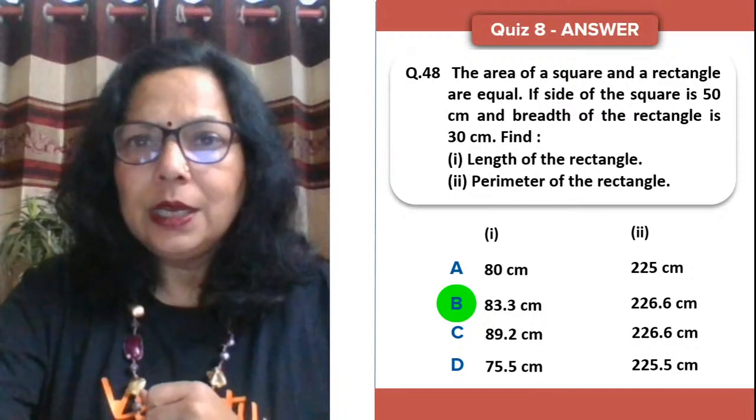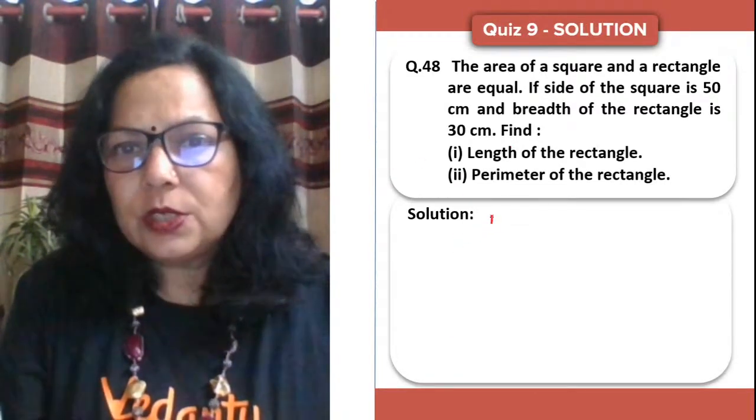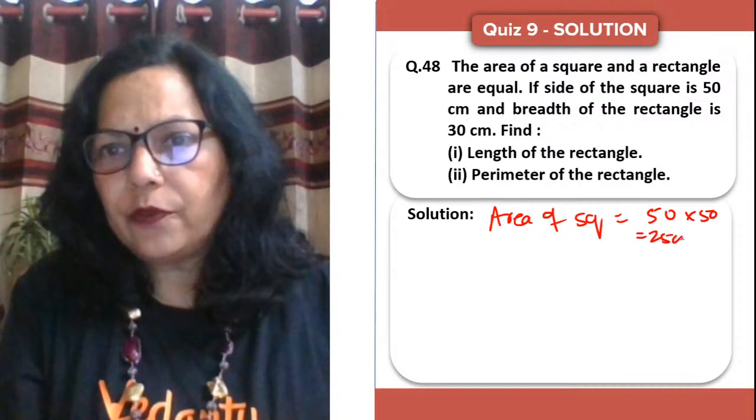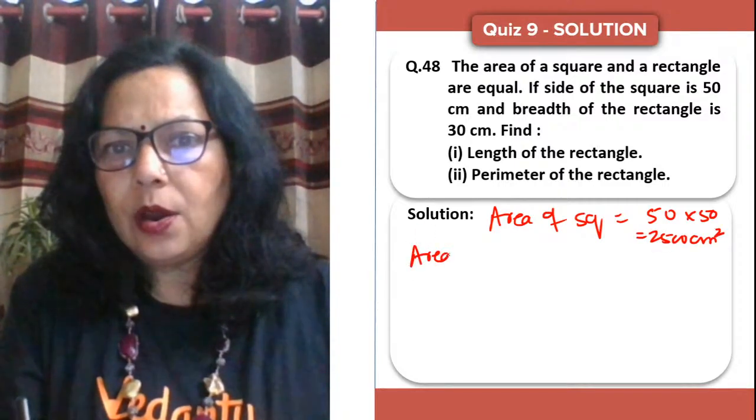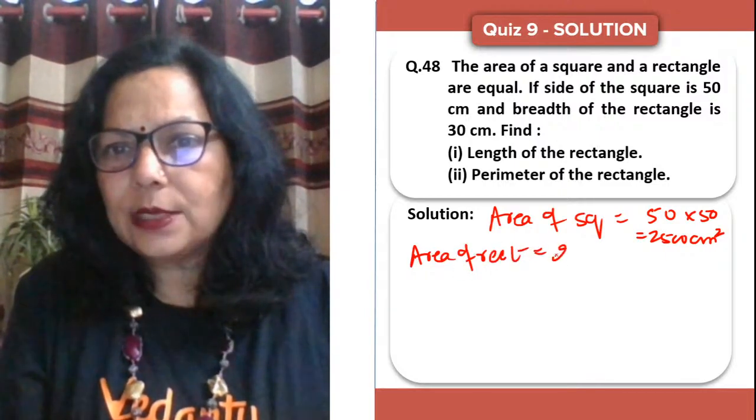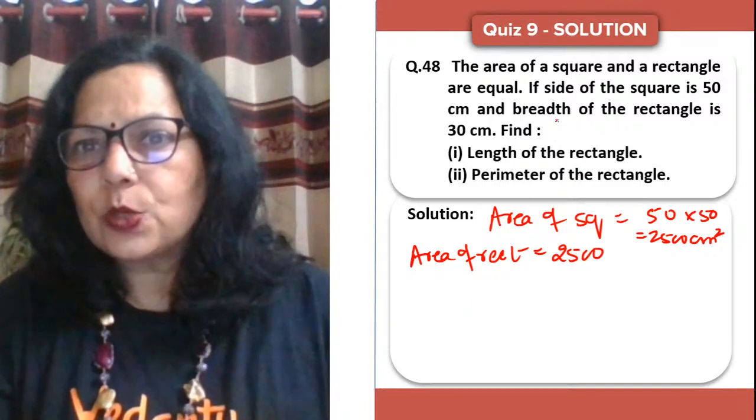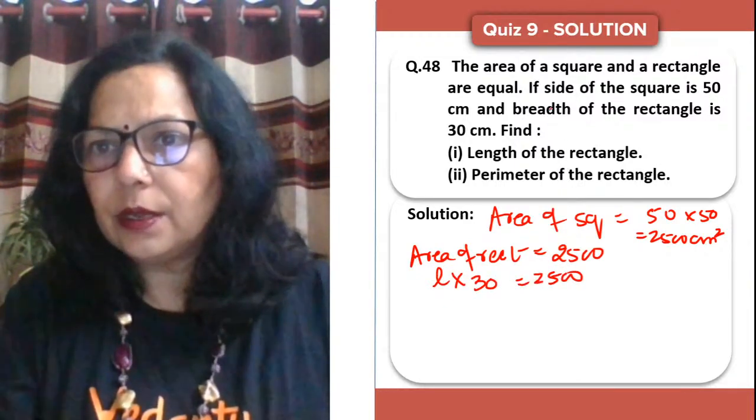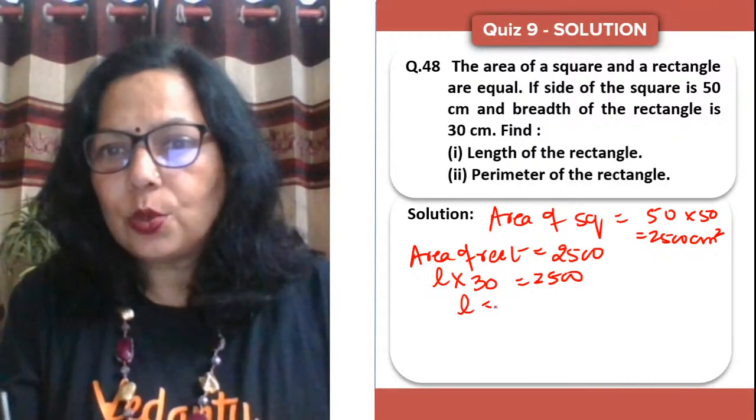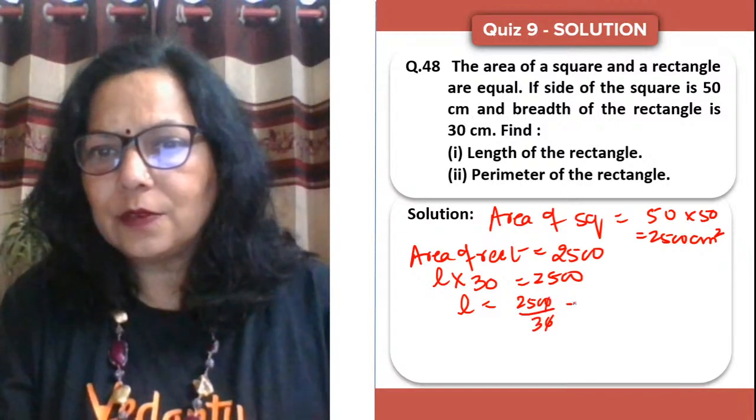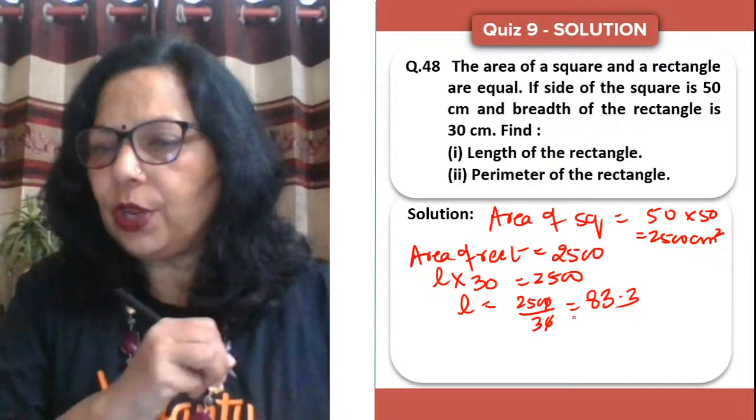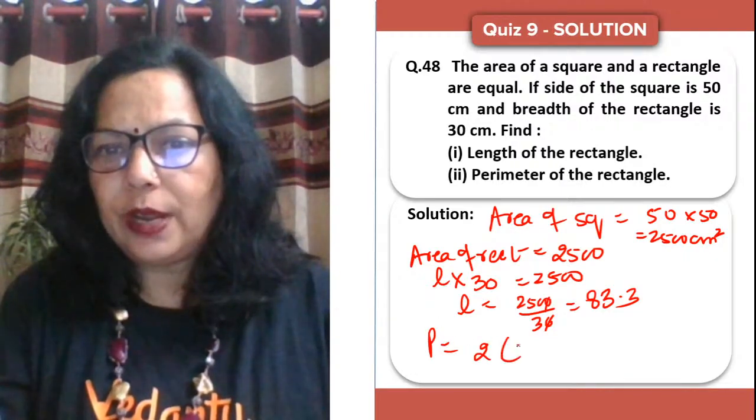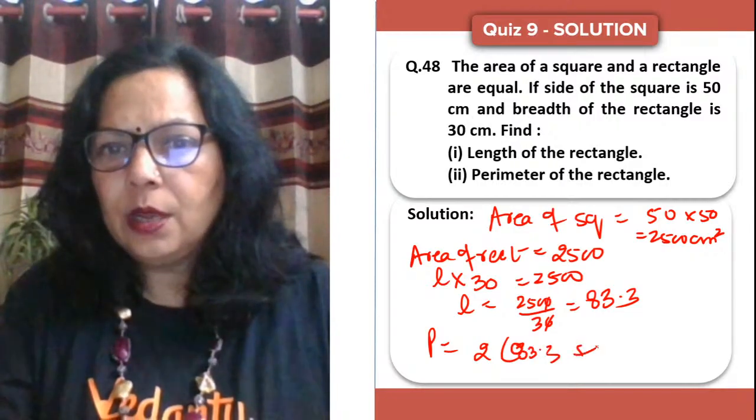Answer is B. Without wasting your time, I will be solving the question. See, the area of the square will be 50 into 50, that comes to 2500 centimeters square. And the area of the rectangle is the same, 2500. Now the area of the rectangle is length into 30 equals 2500, since the breadth of the rectangle is 30 centimeters. So L is 2500 divided by 30. That gives you 83.33. Now the perimeter will be twice the length, that is 83.3 plus breadth.